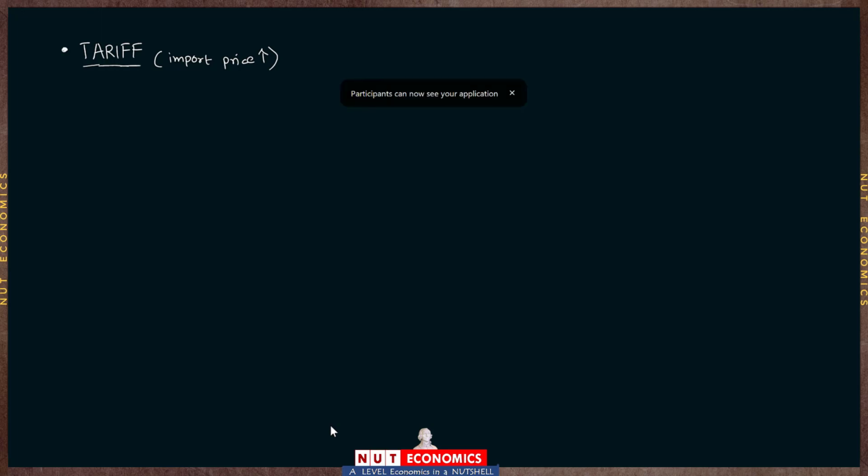So in principle, the idea of how a tariff behaves as an expenditure switching policy, the basic principle is really simple. आप imports महंगी कर रहे हो and you're trying to discourage people from buying those imports.